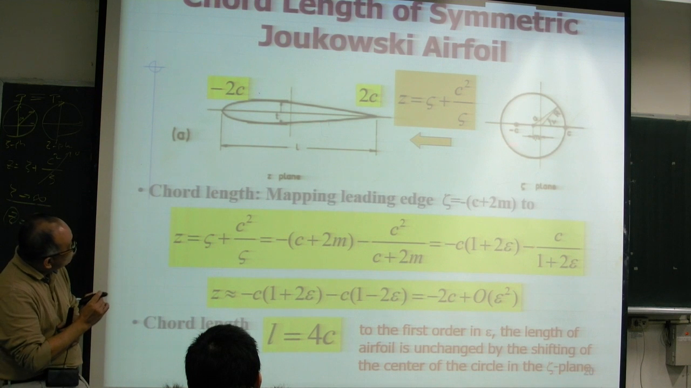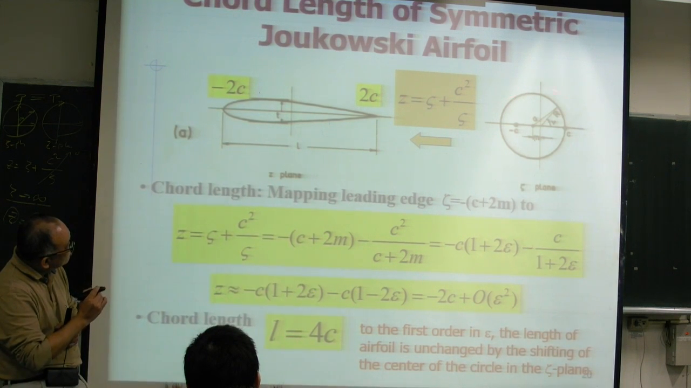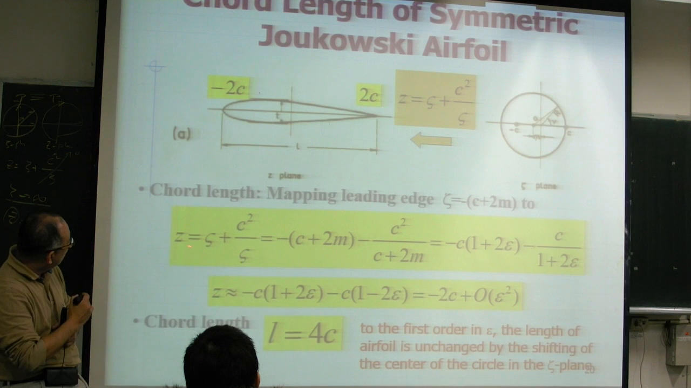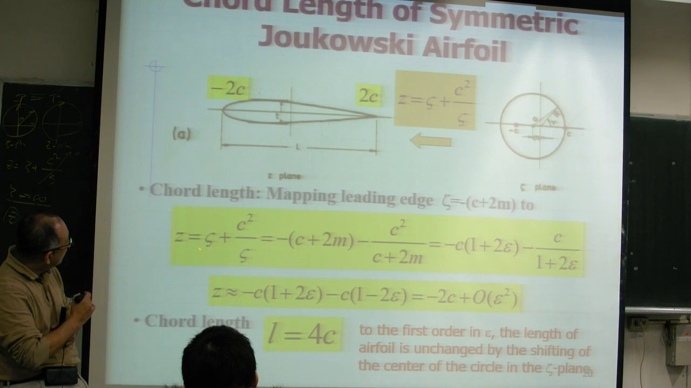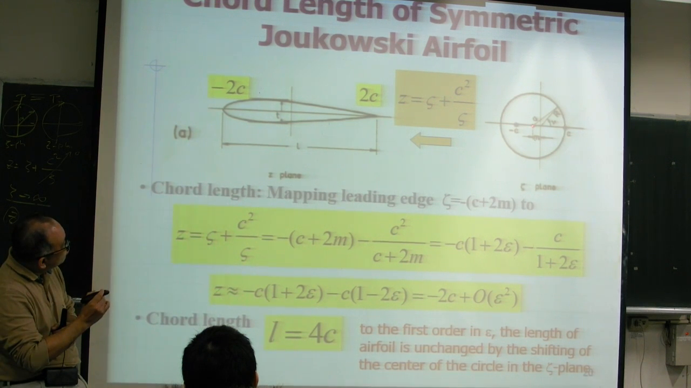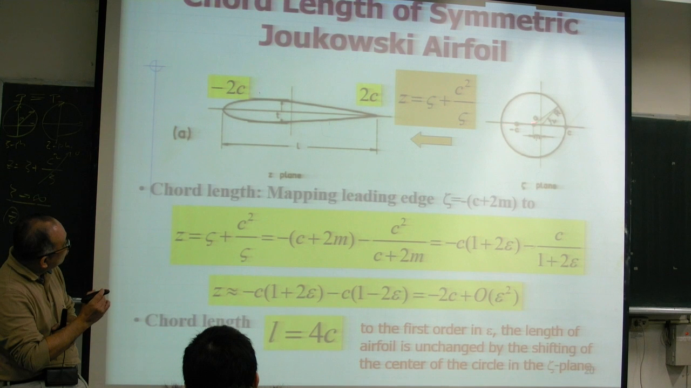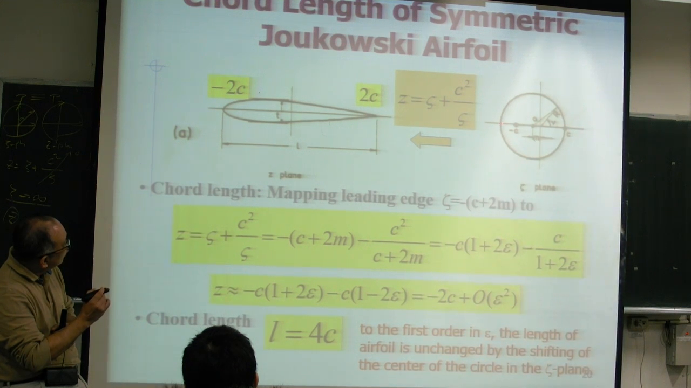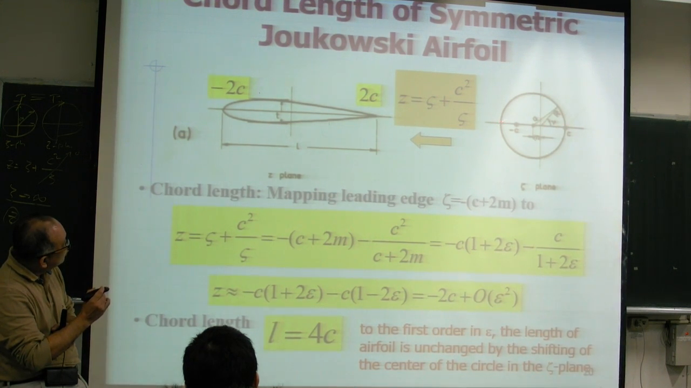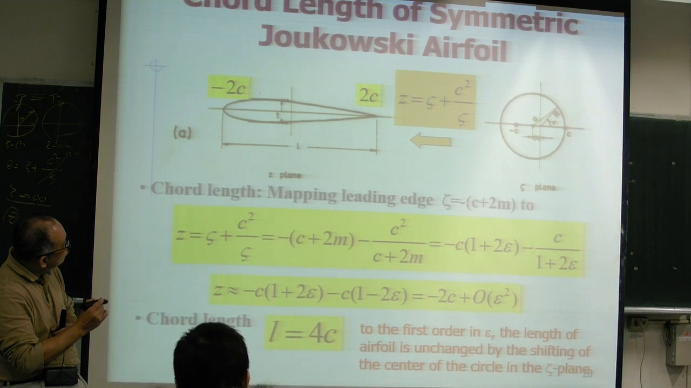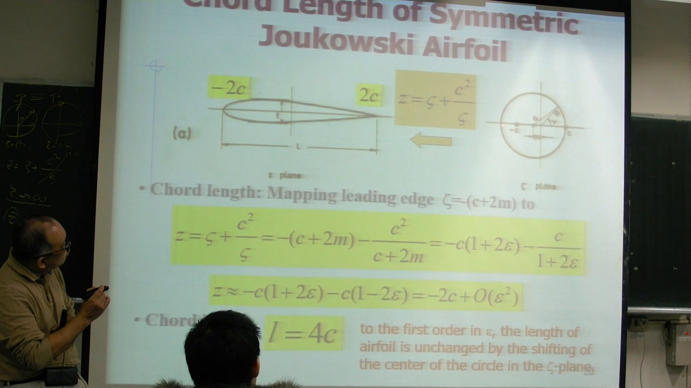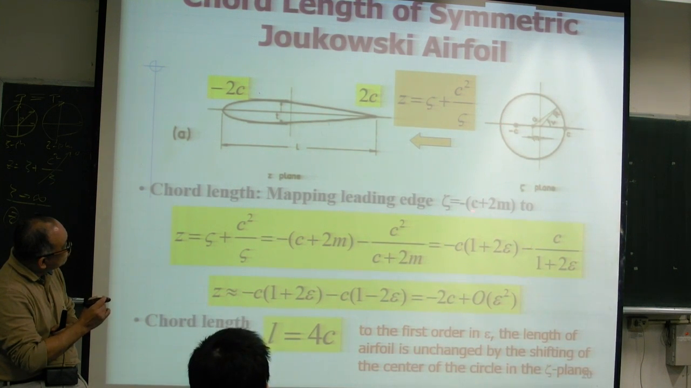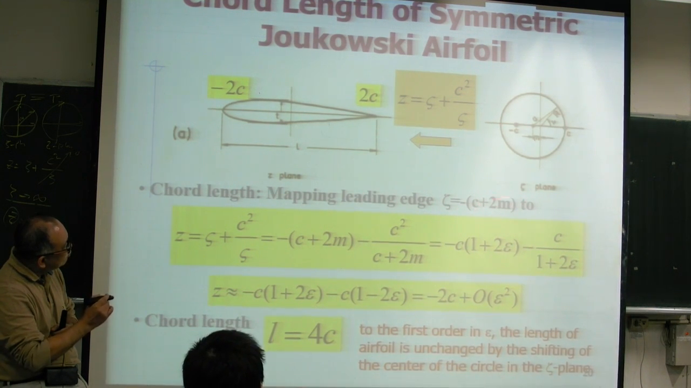So as you can see, this is our transformation. Our circle, so our z is equal to zeta plus c squared over zeta. This is our Jacobi transformation. And our zeta is at the trailing edge here. Our leading edge here is equal to what? Leading edge here is zeta equal to minus c plus 2m. You can check. So this point is zeta equal to minus c plus 2m.